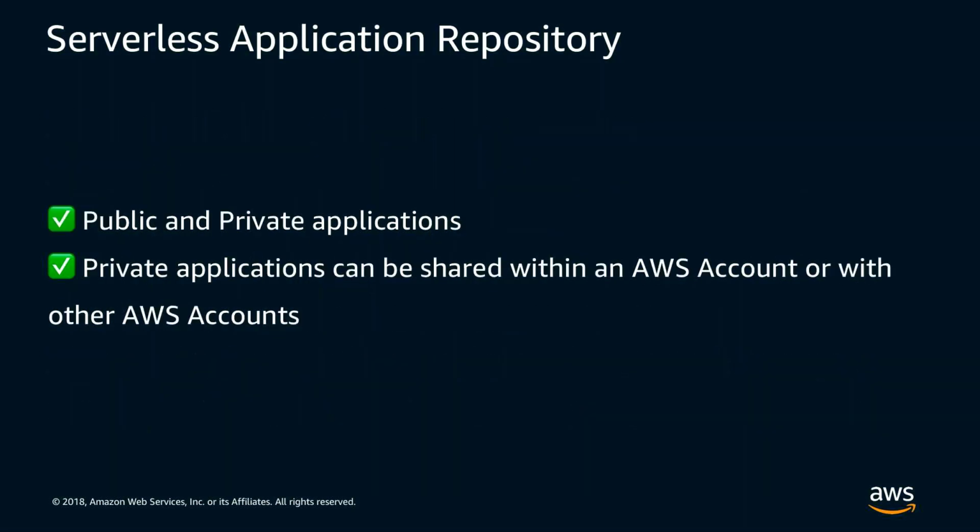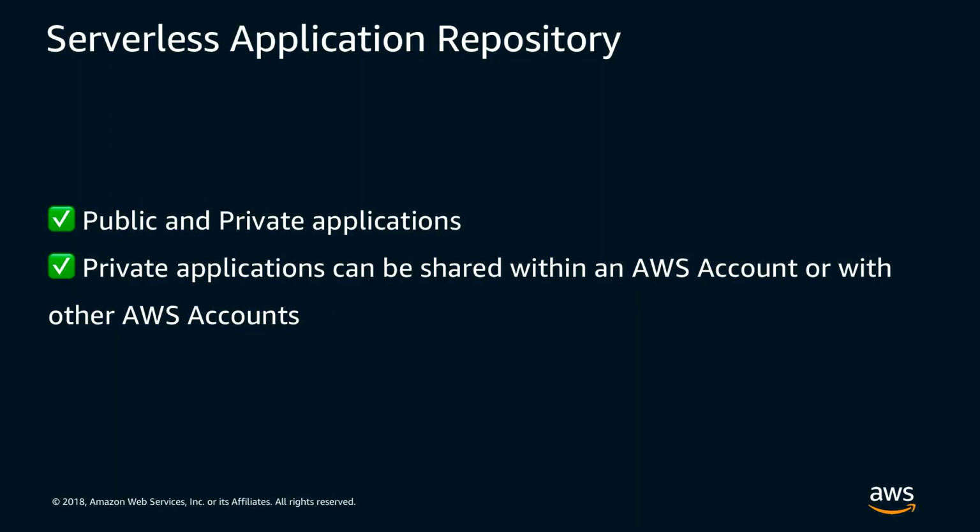And you can also have public and private applications. So the applications that you see in the public repository are available across all regions. Private applications are actually shared within an AWS account, and can be shared with other AWS accounts, which means that you can share across an organization instead of having to share them publicly.